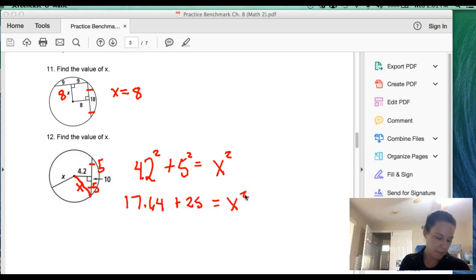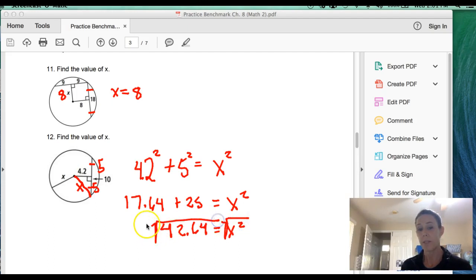I'm going to add these guys together. 25 plus 17.64 is going to give me 42.64. And you know that equals x squared. To find the solution, you square root both sides. When you square root both sides, once again, you show a plus or minus solution. I want you to be aware of that. We don't care about the minus solution because we're dealing with length.